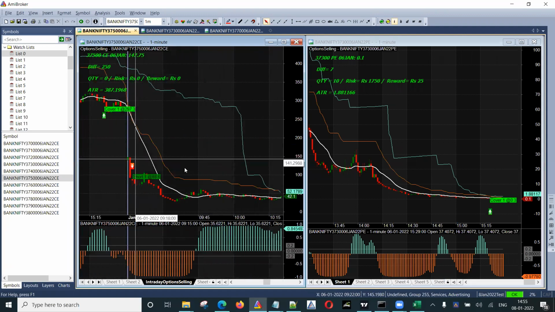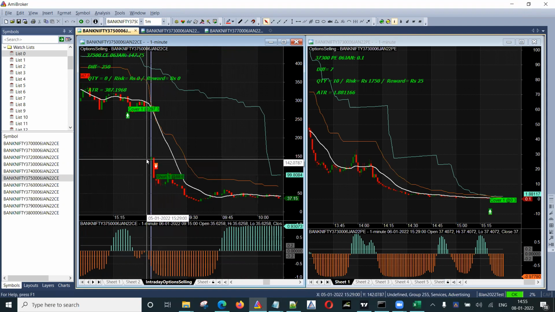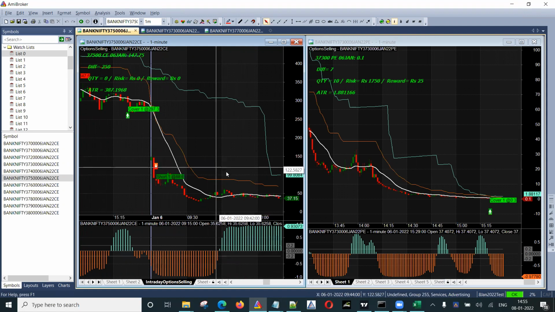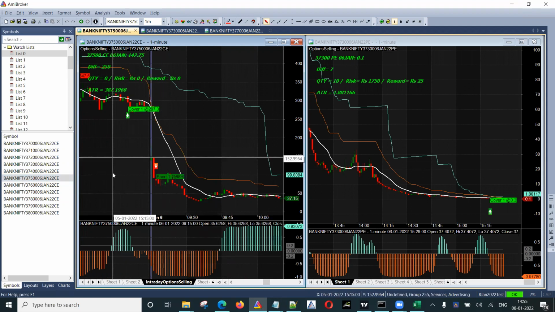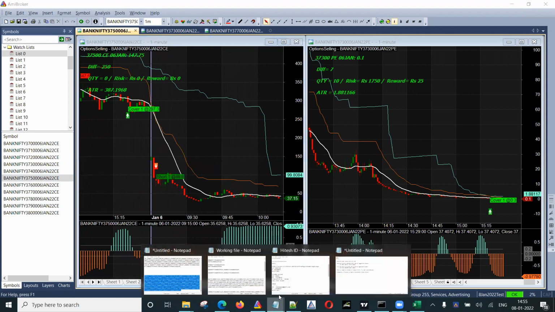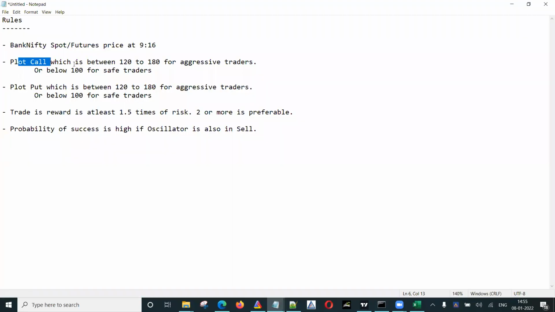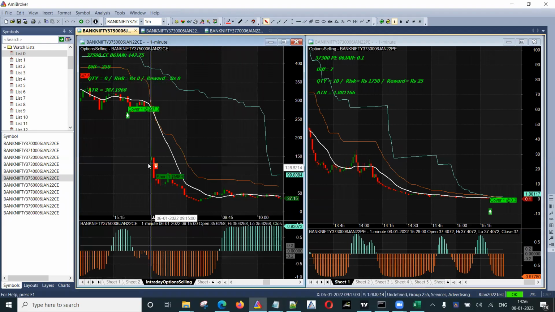This is 6th January 9:15 on the call side. We will first check all the trades for the entire day on the call side, and we will check all the trades on the put side as well, right? And we will see how many points we are making on this system. So here it is, 37,500 is at 145. So this is a good strike. If you remember, the rule says that we have to pick any strike which is between 120 to 180 for aggressive traders and below 100, right? So right now I'm showing you for the aggressive traders. So 140 is the strike price.